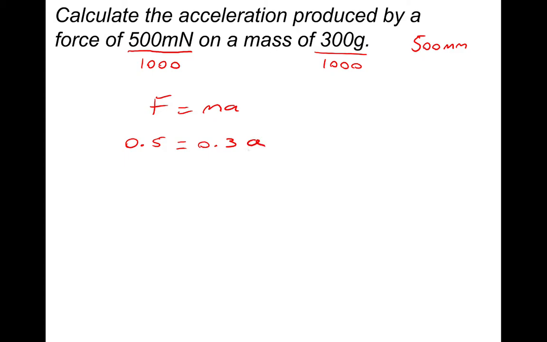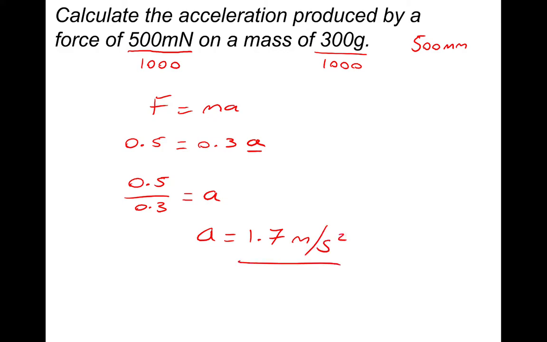It's just the same process as last time. We need A on its own, to make it the subject, so we need to get rid of the times 0.3. So we can just do 0.5 divided by 0.3 to give us the acceleration. That gives us an acceleration of 1.6 recurring, essentially, or 1.7 to two significant figures, in the unit meters per second squared. So hopefully that one went okay.